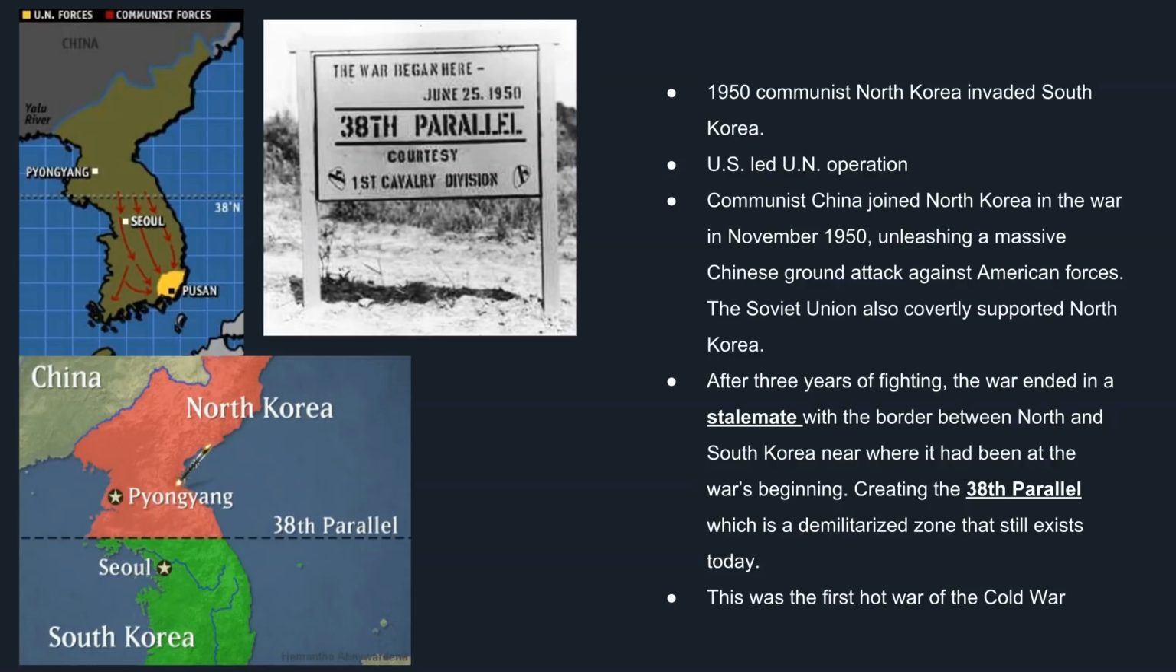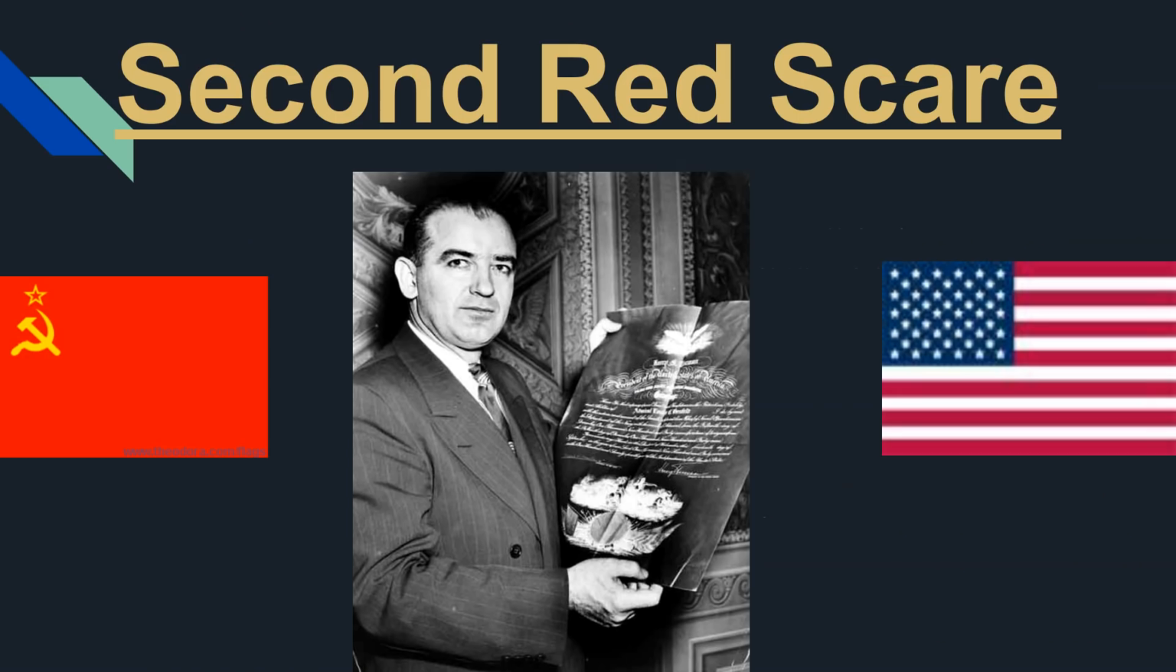But this is kind of a war that most Americans don't focus on too much. Actually, the nickname of it was the Forgotten War. We essentially tied, so we don't tend to hold this up as a celebration or a war that we want to remember in that regard. But it was a brutal war, and it was the first hot war of the Cold War. That's what's happening in foreign affairs in the early part of the 50s.